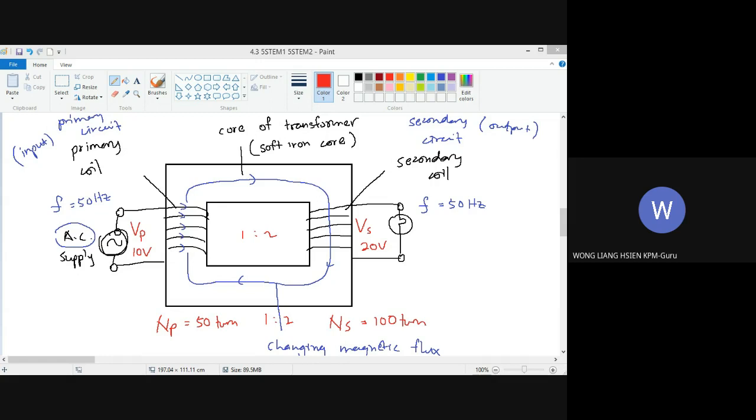Okay, so let's continue from where we stopped yesterday. Yesterday we discussed how the transformer can function, the basic working principle of the transformer. Why can it only work with alternating current? And how can it increase the voltage or decrease the voltage?